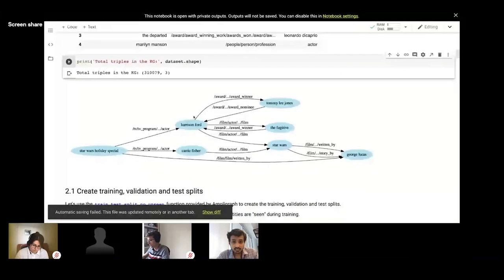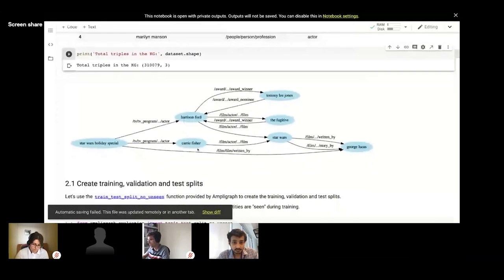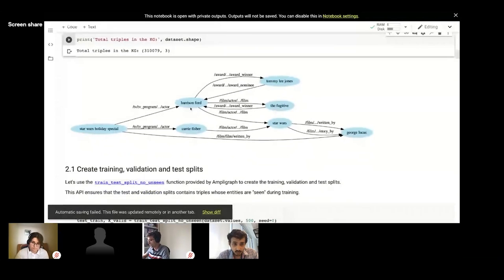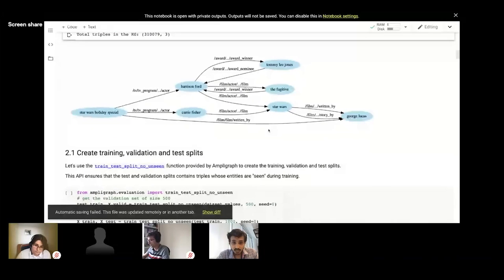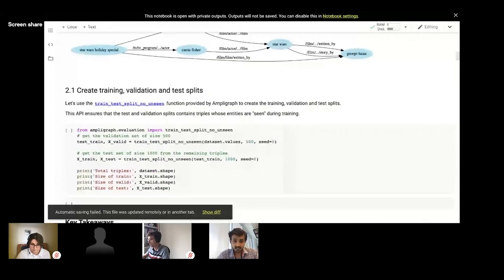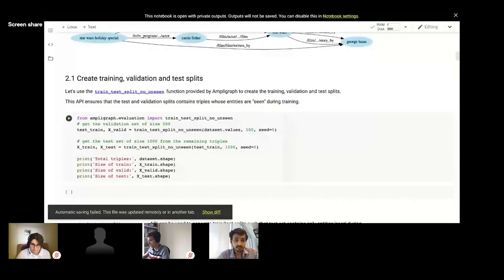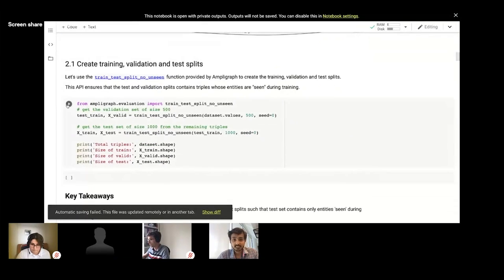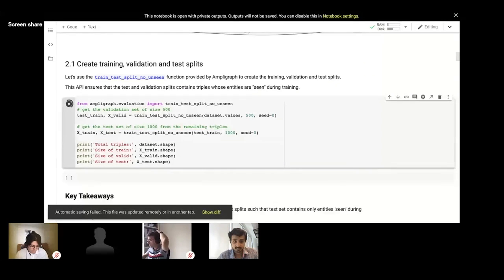This is how the knowledge graph would look. This is a small section of the knowledge graph that I loaded, related to Star Wars. Harrison Ford acted in Star Wars, Carrie Fisher acted in Star Wars, and so on. So you have a knowledge graph like this with lots of nodes and relations in it. Like in our standard machine learning tasks, we need to have a training set, validation set, and test set. So first, let's generate this from our dataset.